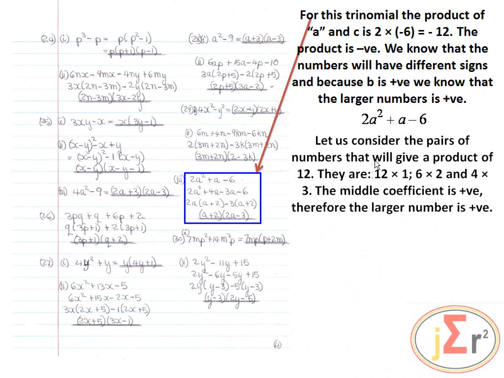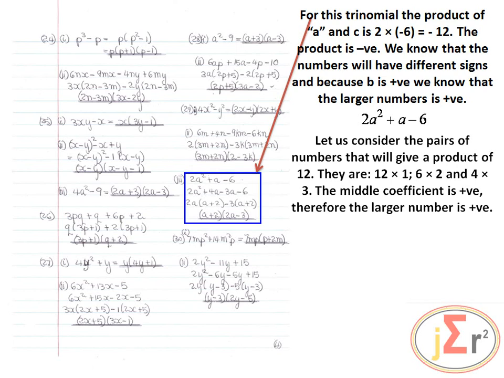So we will consider the pairs of numbers that will give a product of 12. What are the pairs that will give a product of 12? First of all, we have 12 multiplied by 1. Then we have 6 2's. Then we have 4 3's. The middle coefficient is positive, therefore the larger number is positive. Remember that they must have different signs because the product is negative.